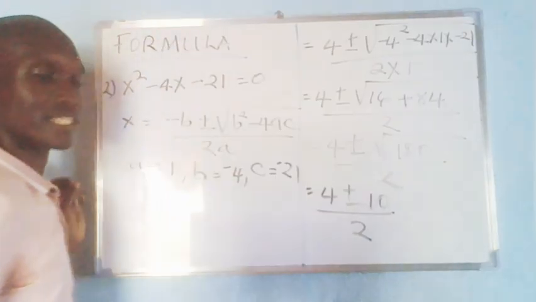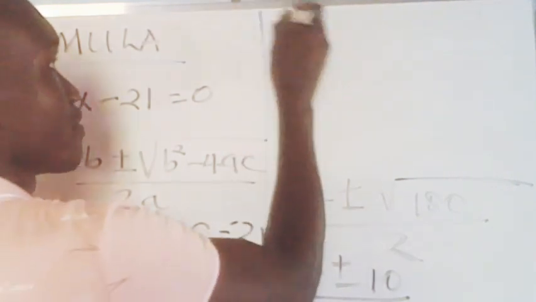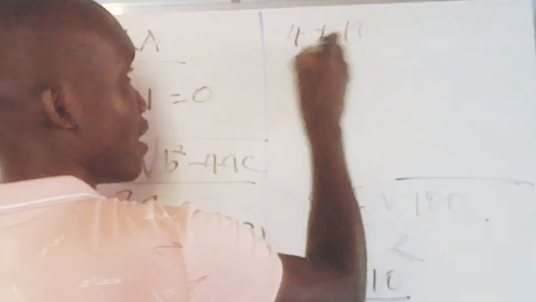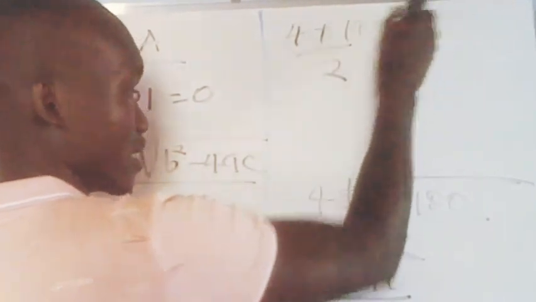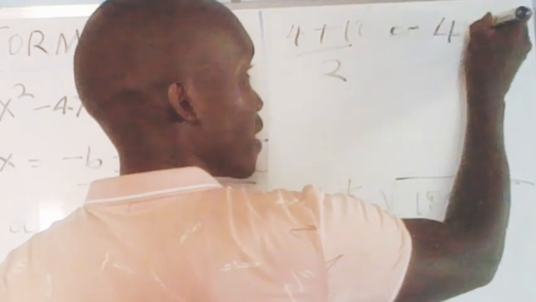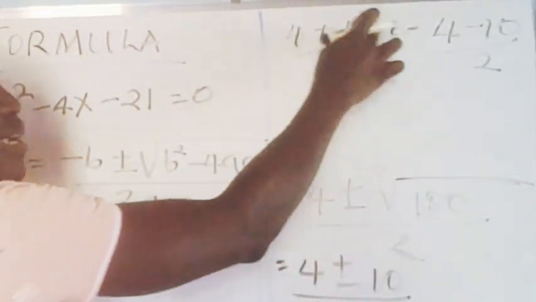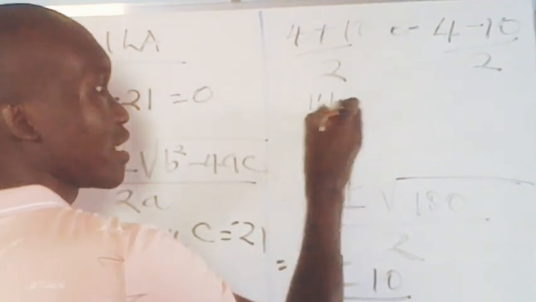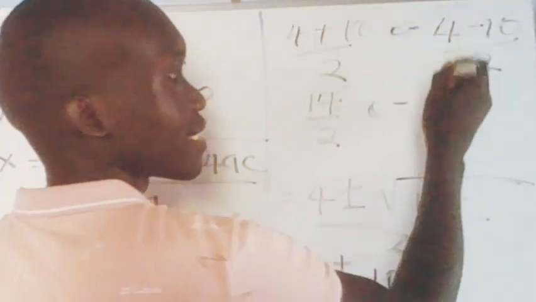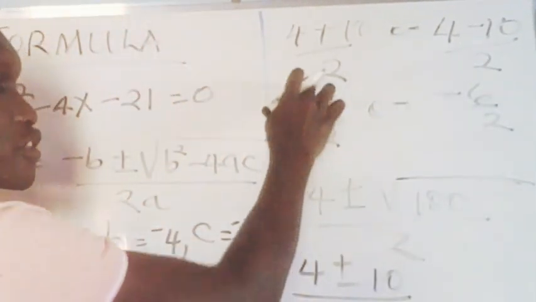Now here it's very simple, we can simplify it. We're going to have two values here. The first one will be 4 plus 10 over 2, and the second one will be 4 minus 10 over 2. 4 plus 10 is 14 over 2, or 4 minus 10 is negative 6 over 2. 14 divided by 2.